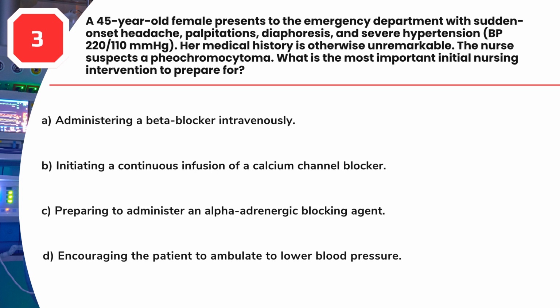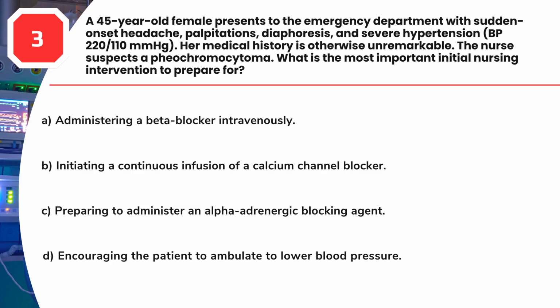Question 3. A 45-year-old female presents to the emergency department with sudden onset headache, palpitations, diaphoresis, and severe hypertension, BP 220/110 mmHg. Her medical history is otherwise unremarkable. The nurse suspects a pheochromocytoma. What is the most important initial nursing intervention to prepare for?